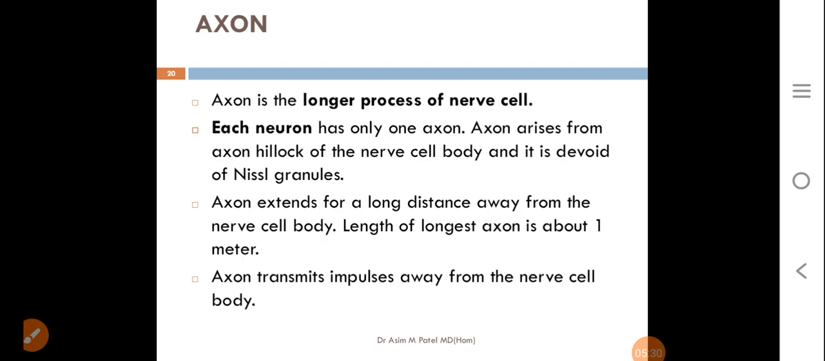The next thing is about the axon. These are the longer process of nerve cell body, and each neuron has got only one axon. Axon arises from axon hillock of the nerve cell body, and it is devoid of nissl granules. It contains neurofibrils, but it does not contain nissl granules. And these axons, they extend for a very long distance away from the nerve cell body. Length of longest axon is about 1 meter, and these axons, they usually transmit the impulses away from the nerve cell body.